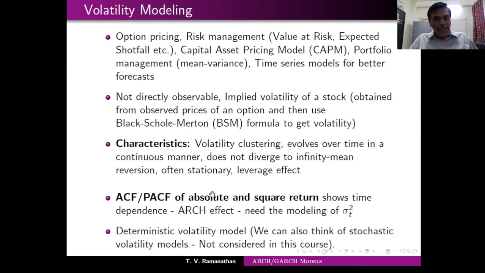So what should you look at to know this? You should look at the ACF and PACF of absolute and squared returns, because absolute and squared returns show the dependence of the ARCH effect. In the usual analysis, we look at the ACF and PACF of the returns as such. Now you should look at the absolute or the squared values, which basically talk about sigma t squared, the conditional variance.